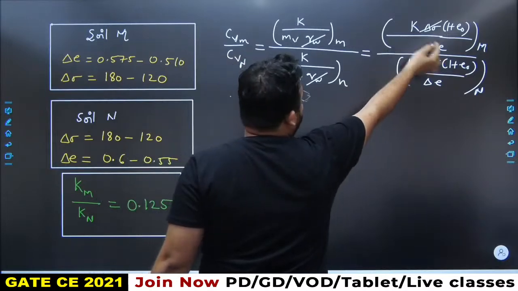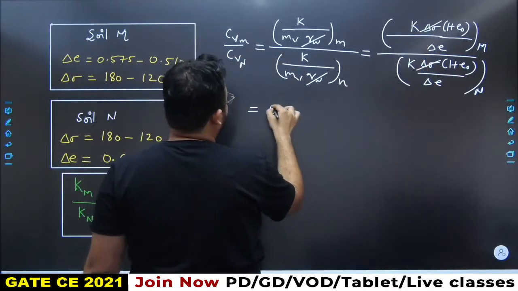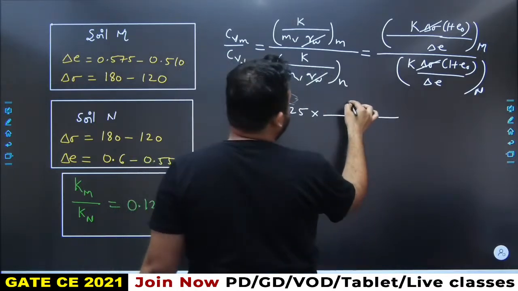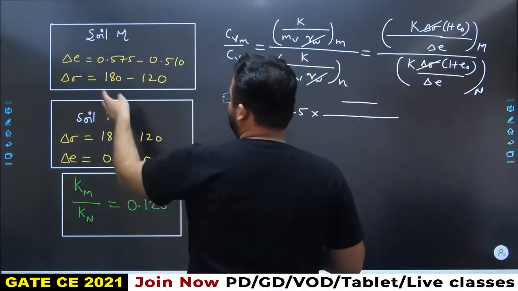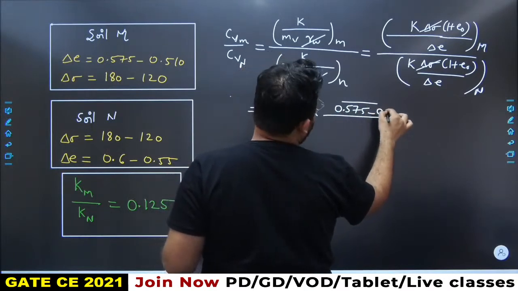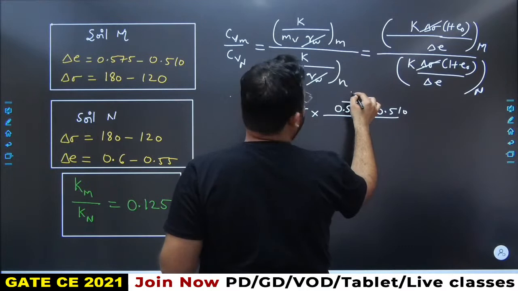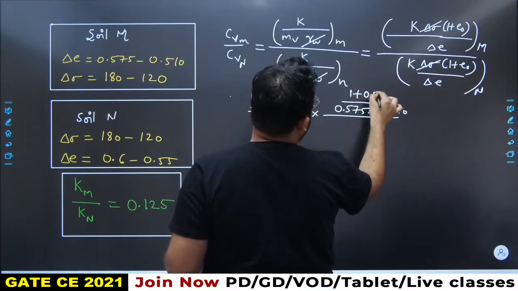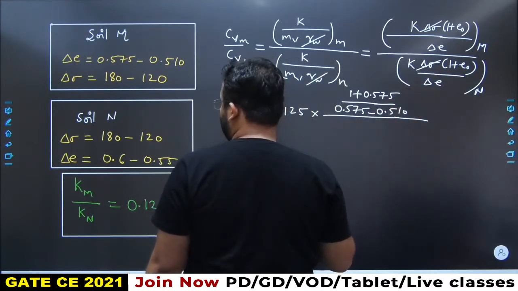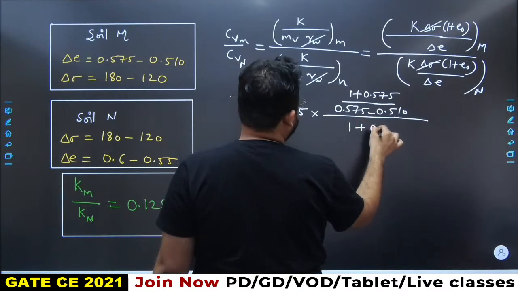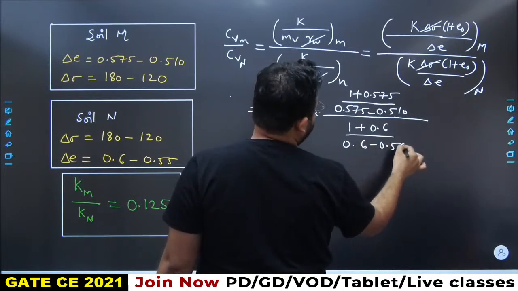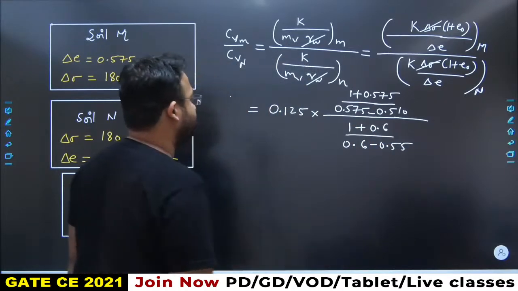See this value, k of M to k of N, already we have 0.125 into, I can give the value as there is a change in void ratio. If there is a change in void ratio, I can write 0.575 minus 0.510, and here we can have 1 plus initial void ratio, that is 1 plus 0.575. In the same way here also for soil N, I can write 1 plus initial void ratio is 0.6, and the change we have 0.6 to 0.55. Okay. So this is the picture.